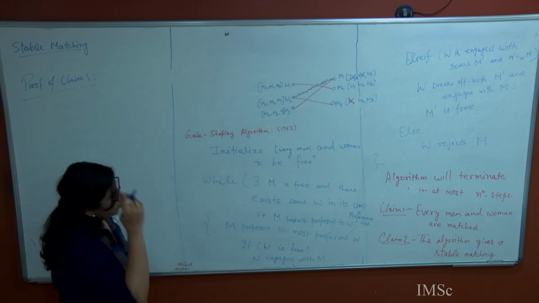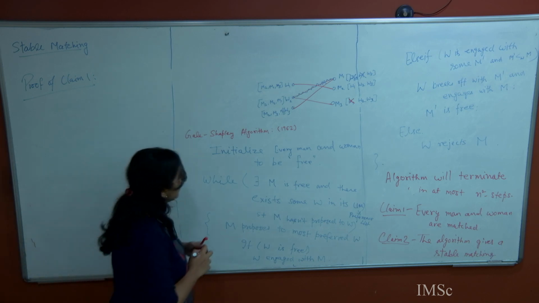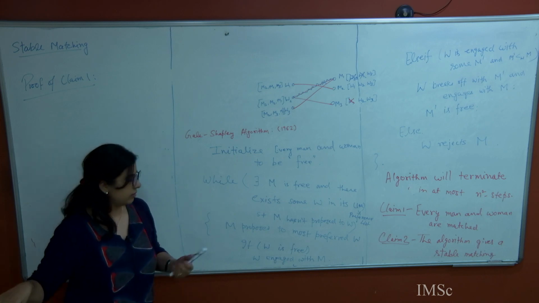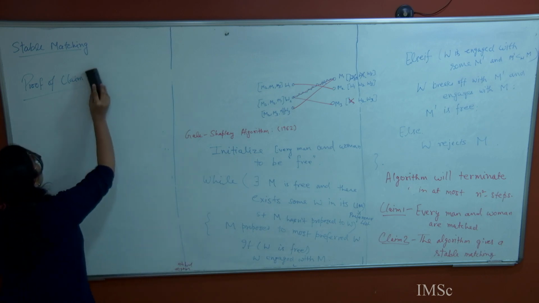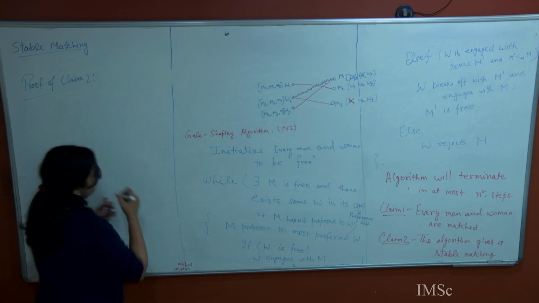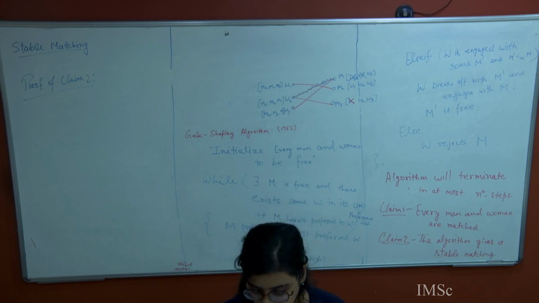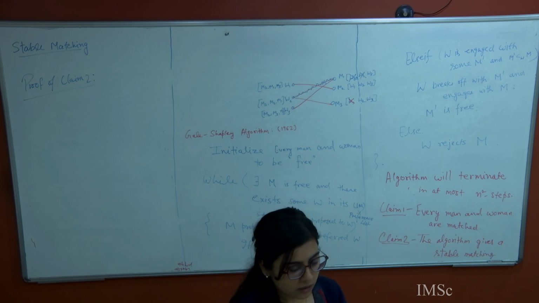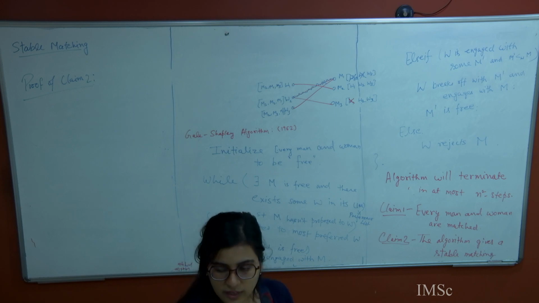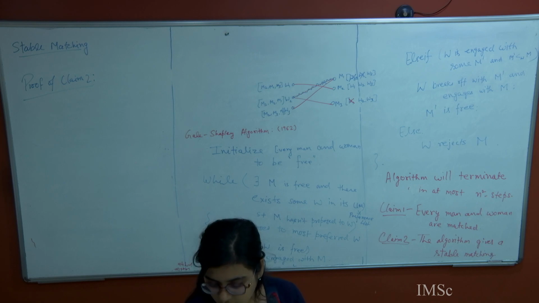Okay. So, should I write? This is easy. Okay. So, every man and woman is matched. Okay, what about the second claim? Please ask if you have any doubts. Is it okay? Claim 1, is it clear why they are matched at the end of the algorithm? Yes. Okay.